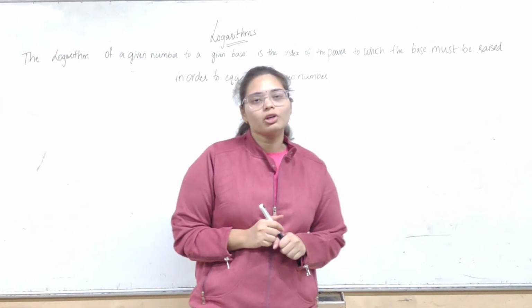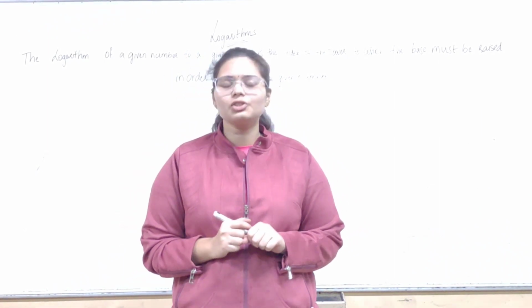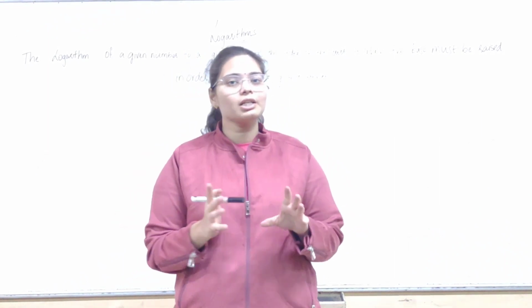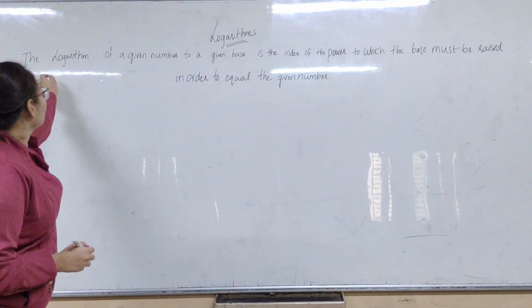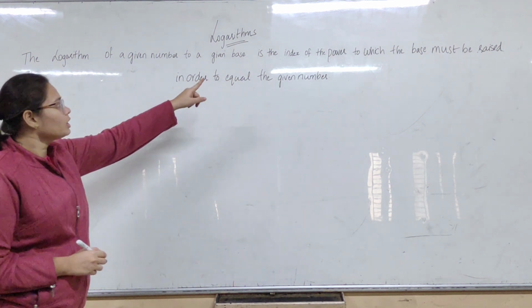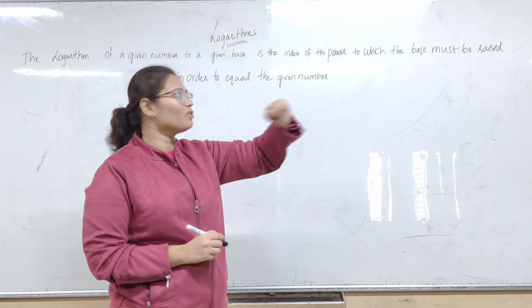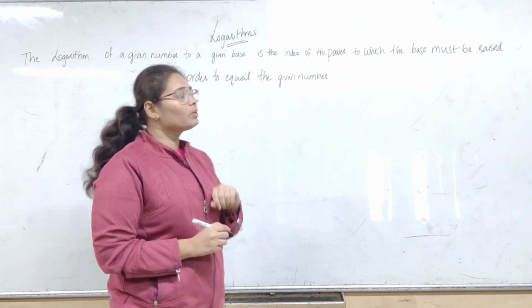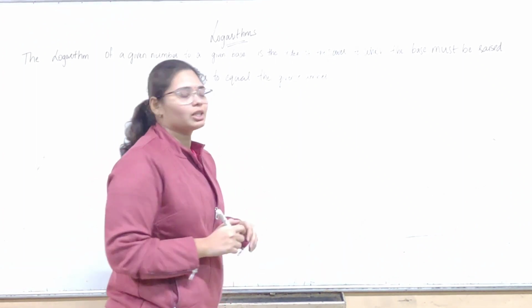Let's study the chapter logarithm. So, first, what is meant by logarithm? Let's go through the definition of logarithm, then let's see its properties and all that. See, the logarithm of a given number to a given base is the index of the power to which the base must be raised in order to equal the given number. It's a confusing definition, right? Let's decode that.